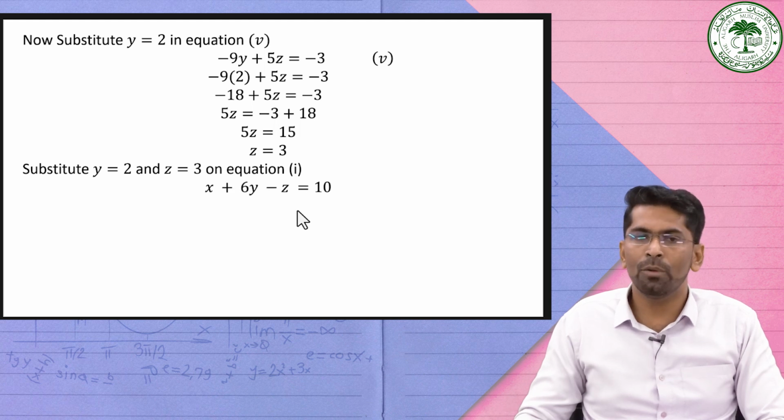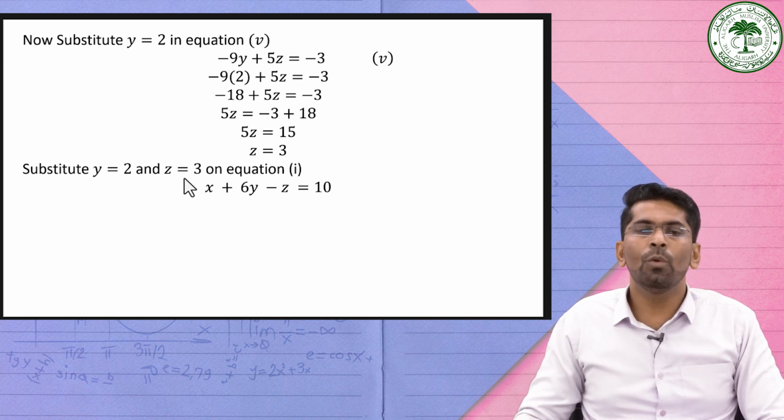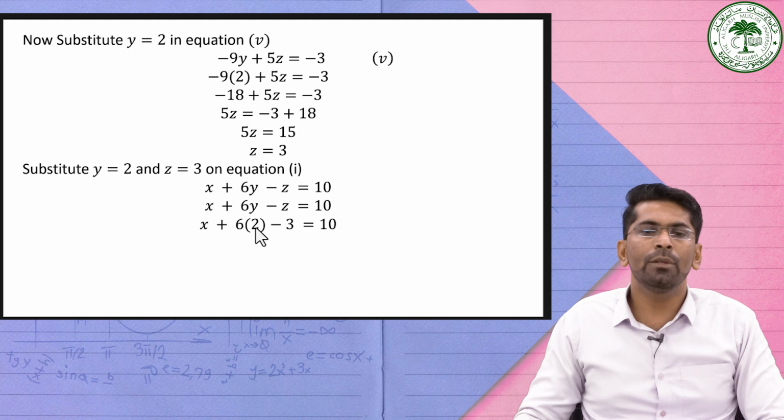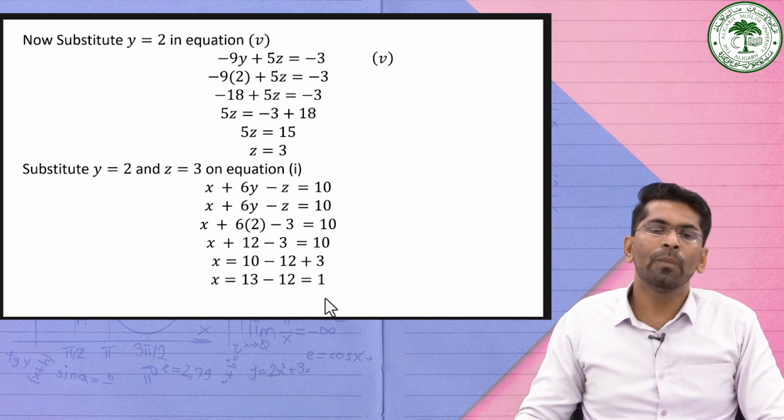See, equation number 1 is x plus 6y minus z is equal to 10. Then substituting y is equal to 2 and z is equal to 3 here, it will become x plus 6 into 2, that is 6y, minus z, that is minus 3, which is equal to 10. So it will become x plus 6 into 2, which is 12, minus 3, which is 10. If you go for simplifying it, x is equal to 10 minus 12 plus 3, which is equal to 1. It is 13 minus 12, which is equal to 1.